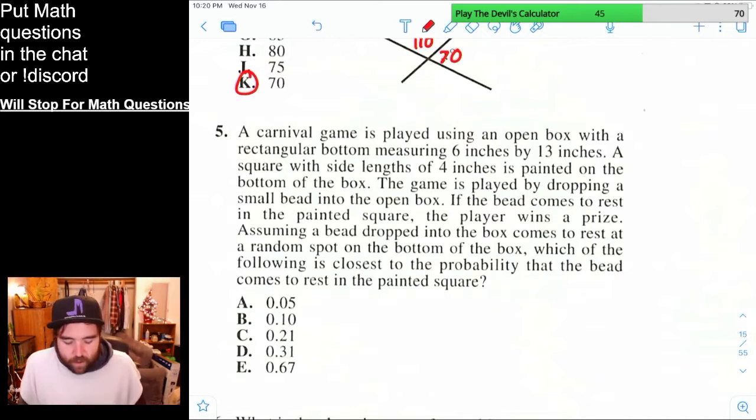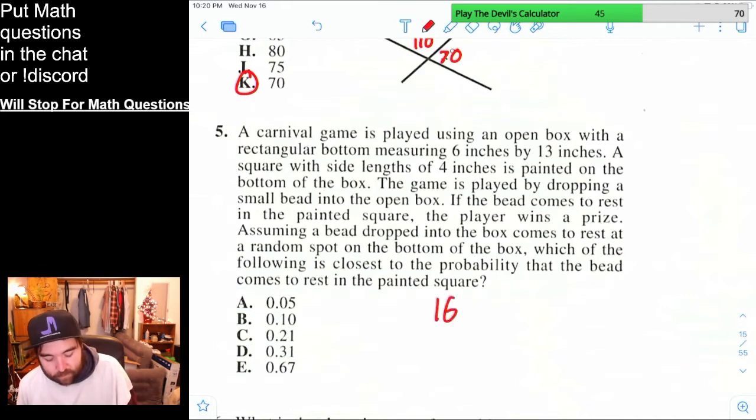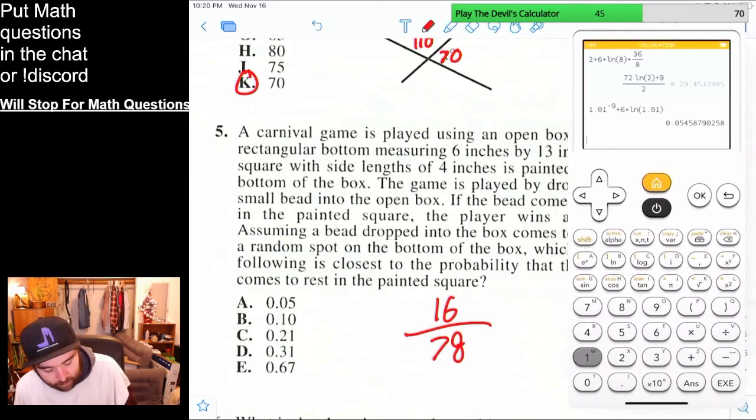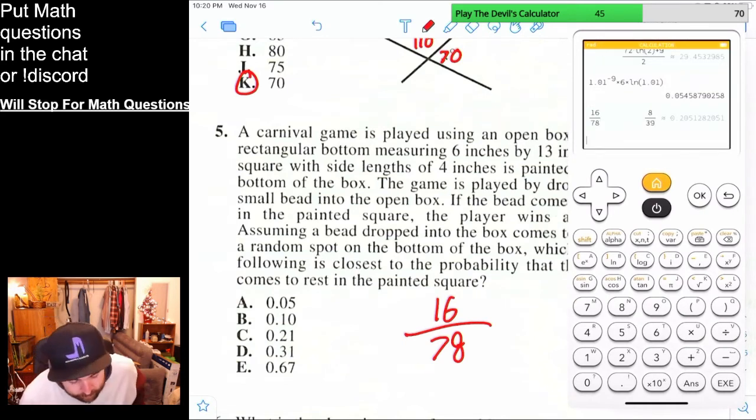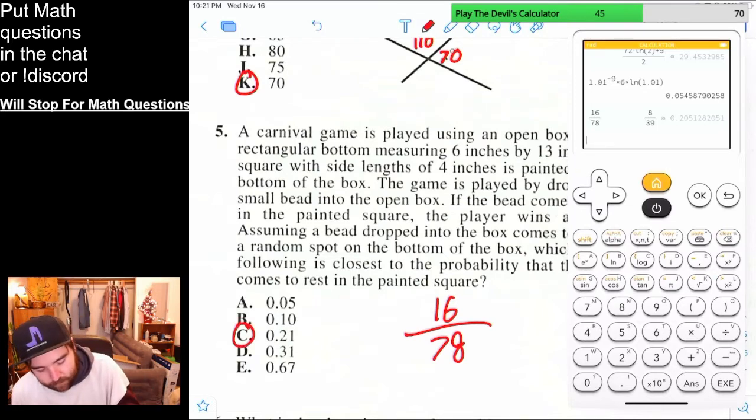Right, so it's just the area of the square divided by the area of the entire box. The area of the square is 4 by 4, so it's 16, out of the area of the entire box, which is 6 times 13, which is 78. And for that, we definitely just need to whip out the calculator. So 16 divided by 78 is roughly 0.21. Boom. C.